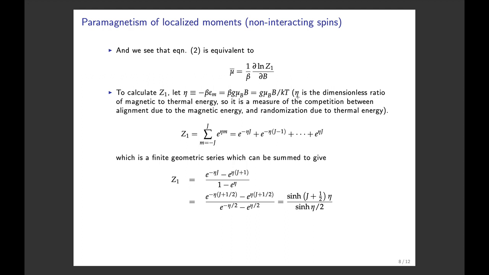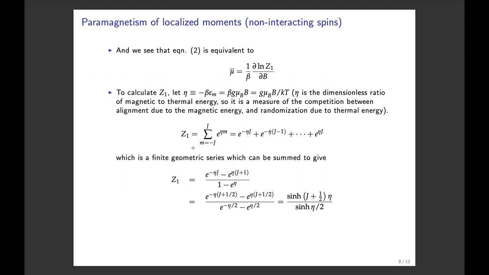So the point of doing this is, this eta is a dimensionless ratio of magnetic to thermal energy. So it's a measure of the competition between alignment due to magnetic energy and randomization due to thermal energy. We'll see how that works.